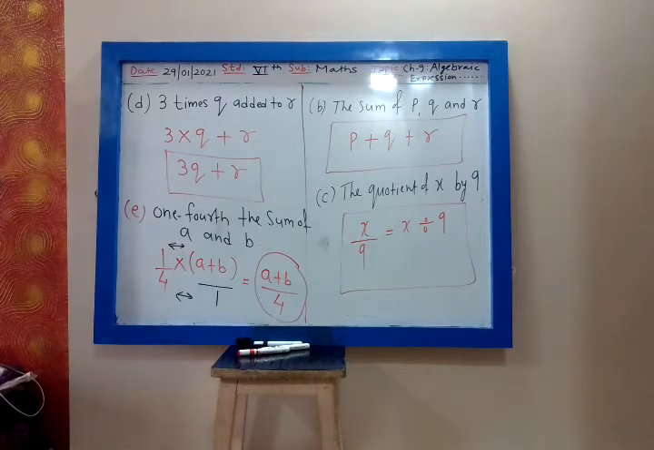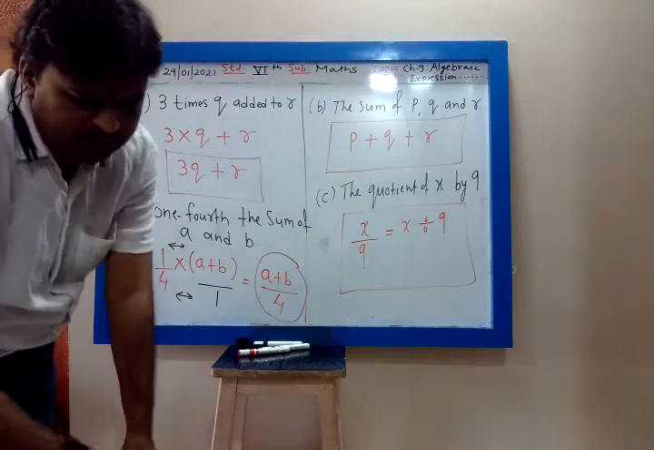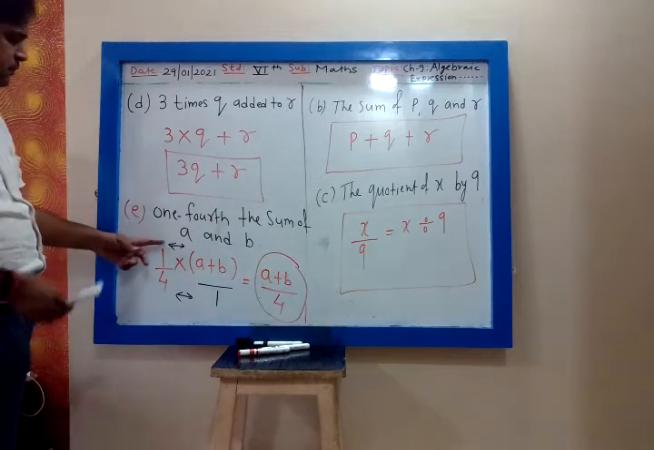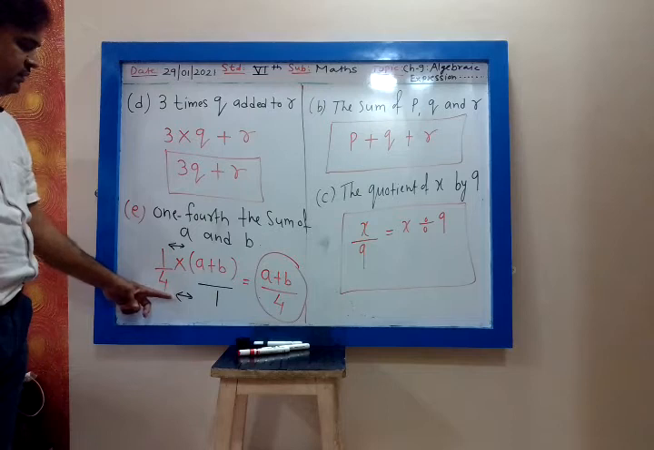Everything should be written. You put the arrow, no? The arrow means numerator to numerator. The arrow means denominator to denominator.